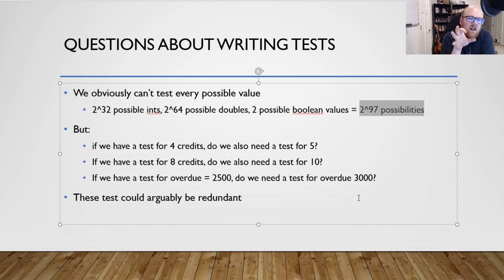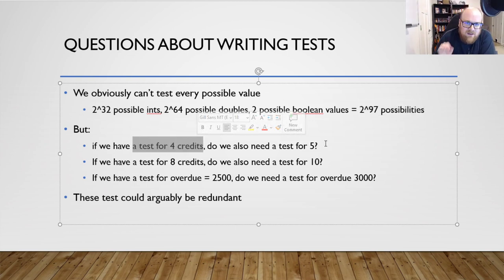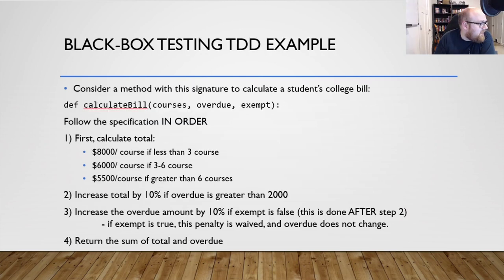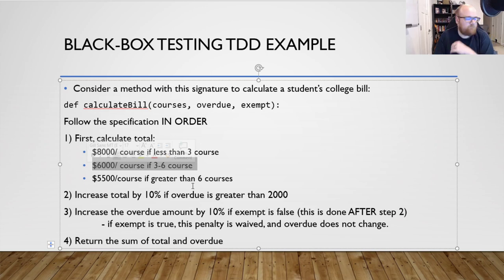But based on that specification, my question to you is this. If we have a test case that takes into account a student who has 4 credits, do we desperately need, do we really, really need another test case where the student has 5 credits? Because after all, based on the specification, they both fall into this bucket, right? So do we need 2 separate test cases inside of this bucket? Maybe not.